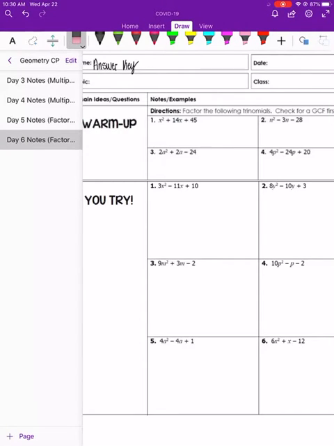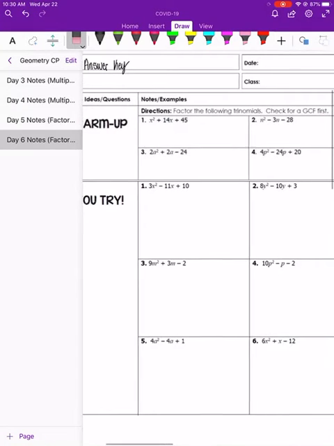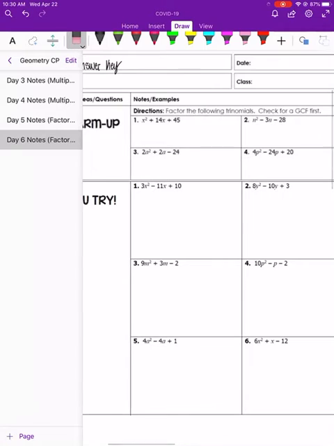Okay. Hey everyone. So we are going to be doing day 6 notes today. So on day 5, what we started was we were factoring trinomials for the first time. Or well, not first time, but first time in geometry. So we are going to be factoring more trinomials today. We're going to add a little bit to them. We're going to have GCFs in these, and our leading coefficient may not always be 1 this time. So we're going to do a little bit of practice.